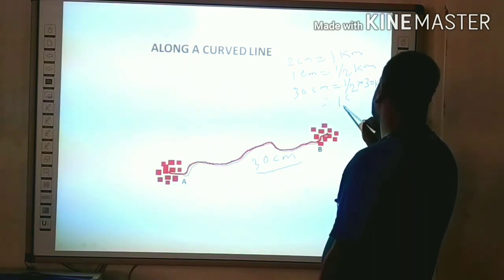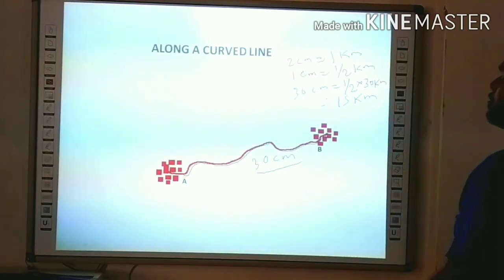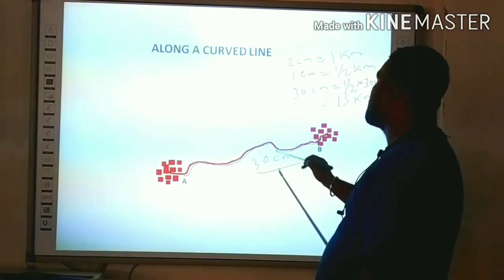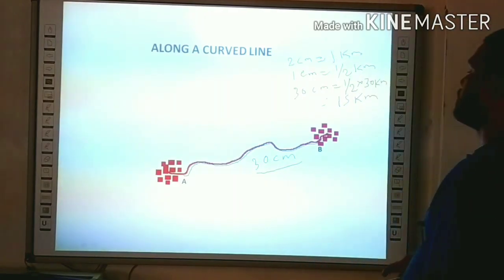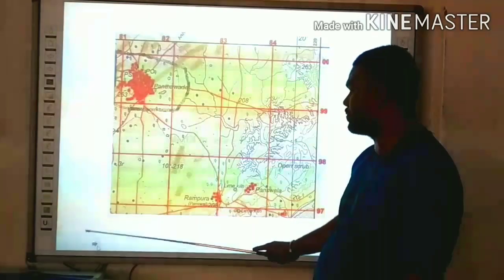You got 15 kilometer. So the distance between settlement A and settlement B along that cart track is 15 kilometer in the actual ground.